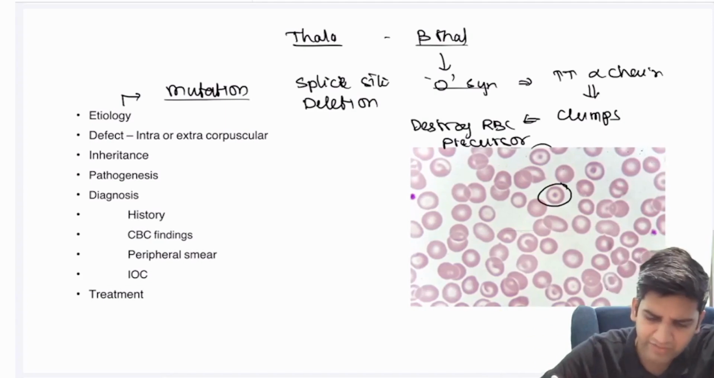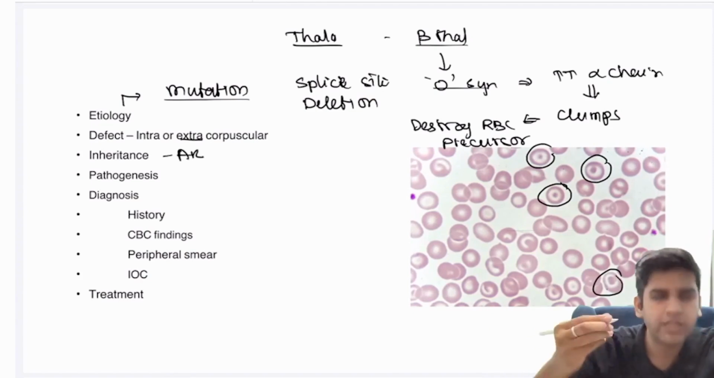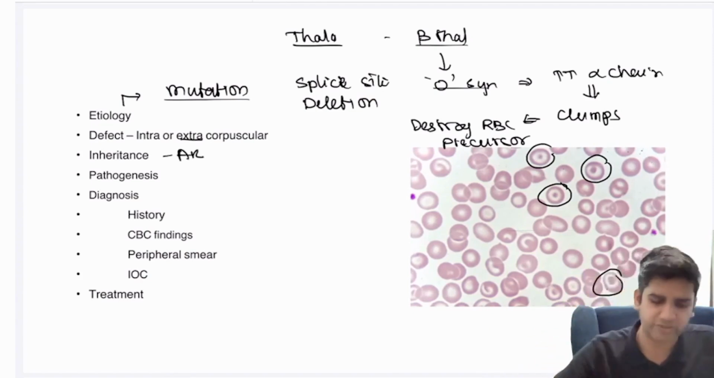And this is a very classical finding, the perfect target cell. Very, very classical. Autosomal recessive inheritance, intracorpuscular defect. We talked about the pathogenesis, that's how it's going to get destroyed, right?